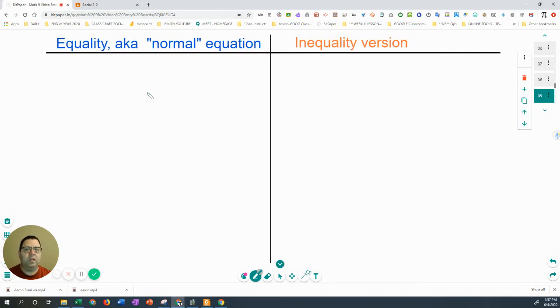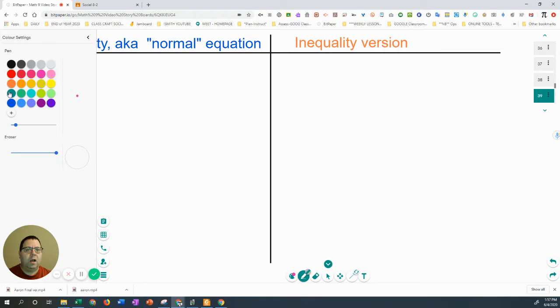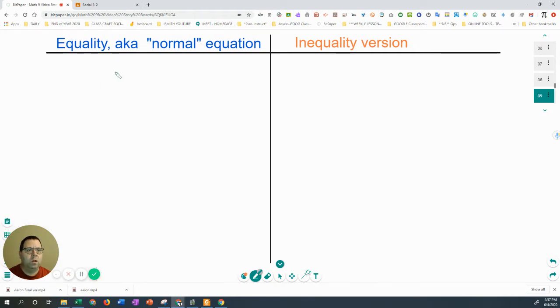Let's use really, really easy to follow examples, okay? Let's start with this one. Let's say you have n plus 4 is equal to 20. Okay? So you know what to do. You're supposed to subtract 4 from both sides, n is equal to 16.